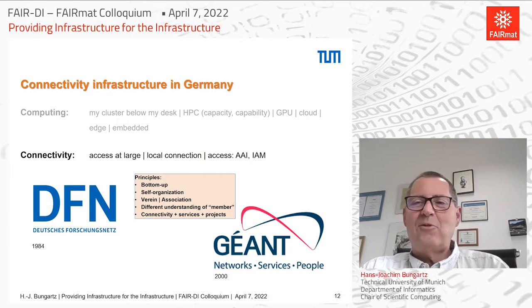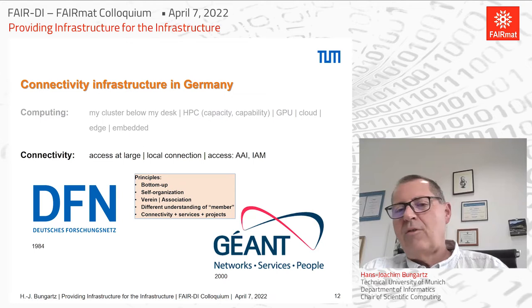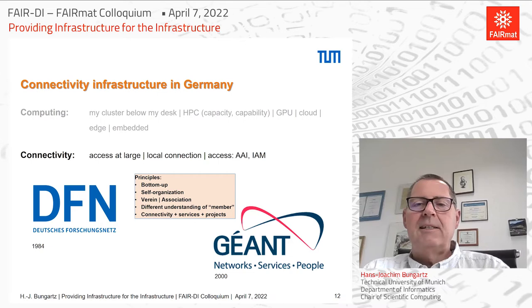Géant is also such kind of an association, but with a different notion of membership. So in DFN, and that's also interesting to have this as a picture for an IT infrastructure, users are the members: user institutions, universities, Max Planck Institutes, Fraunhofer Institutes are the members in DFN, whereas the members in Géant are the national research networks. So DFN is a member in Géant, so that's kind of an additional layer. There is no direct institutional membership of a specific university in Géant. So there again, you have this kind of hierarchical or layered design of an IT infrastructure.